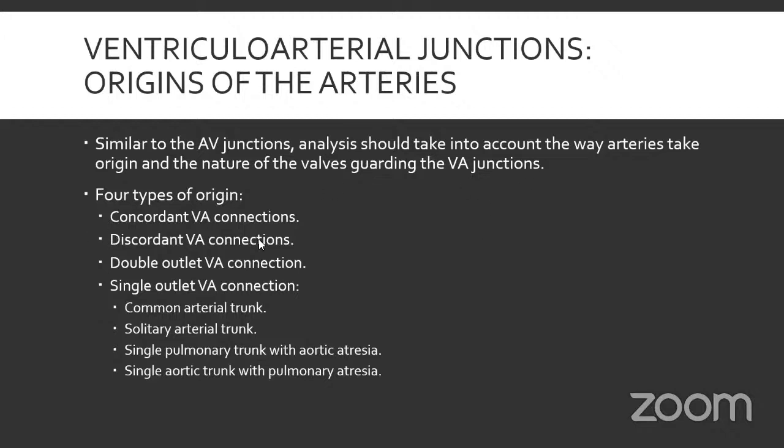The discordant ventricular arterial connection is when you have the aorta, for example, coming out of the morphological right ventricle, whatever side that right ventricle is on, whether it be the right side or the left side. Different origins is when you have double outlet ventricular arterial connection, so both great arteries coming from one ventricle, and single outlet when you have a common trunk or solitary trunk. Another possibility is when you have a single pulmonary trunk with aortic atresia, or the other way around.